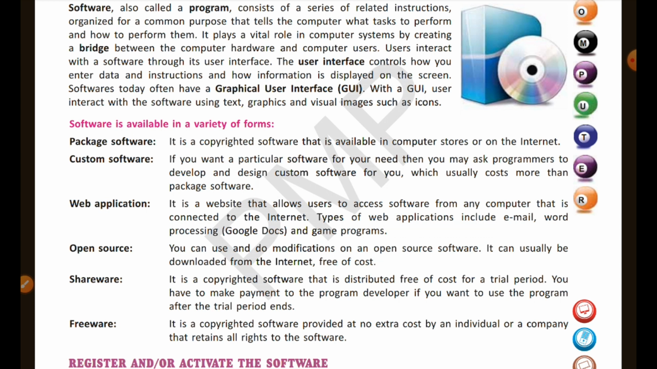Web application. It is a website that allows users to access software from any computer that is connected to the internet. Types of web applications include email, word processing means Google Docs, and game programs. Website means you have a website, you interact with it. Means Amazon is a website which can be accessed by a user when connected to the internet.